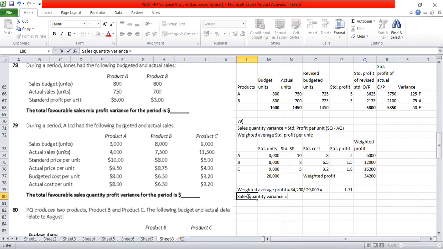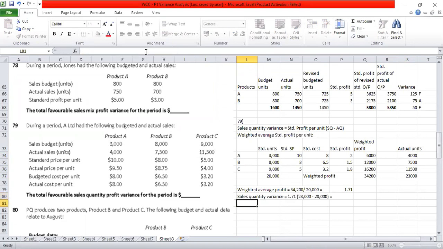We need to know what is the total standard quantity, total actual quantity. The total standard quantity is 20,000. Let's also find out what is the actual quantity. Actual units are 23,000. Just substitute this in the formula. Sales quantity variance will be the profit per unit, which is weighted average profit per unit, which is 1.71 into the difference between these two. So 23,000 minus 20,000 or 20,000 minus 23,000.